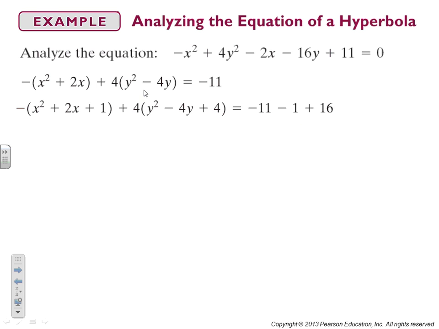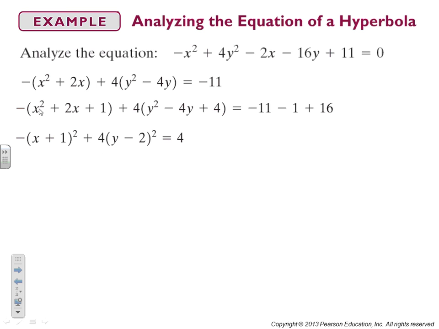Here I take this b term, which is negative 4. I divide it by 2, which is negative 2. And then I square it to get positive 4. But I have to distribute. 4 times 4 is 16. So really I'm adding 16 to both sides, which is true when I put a plus 16 on the right.